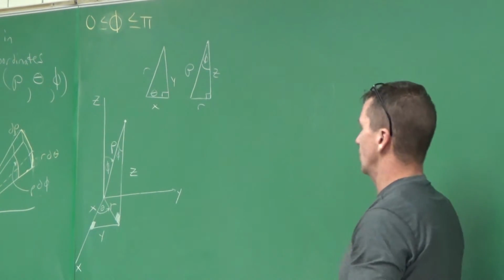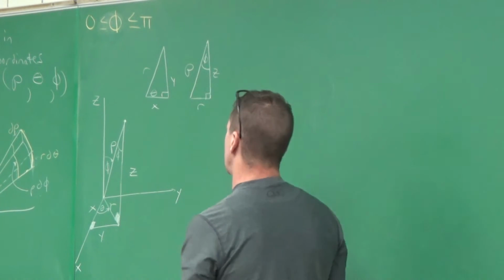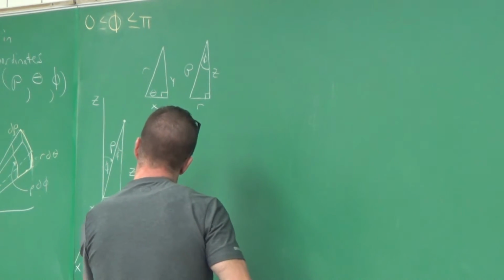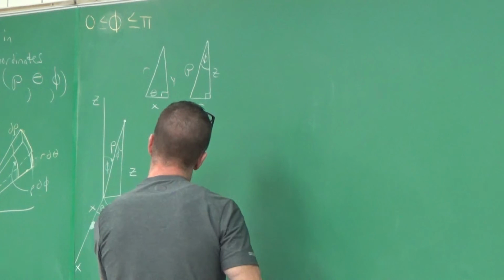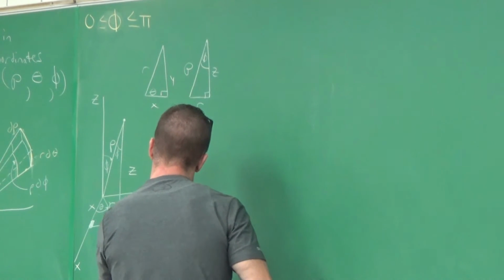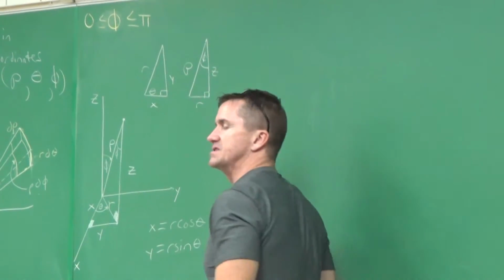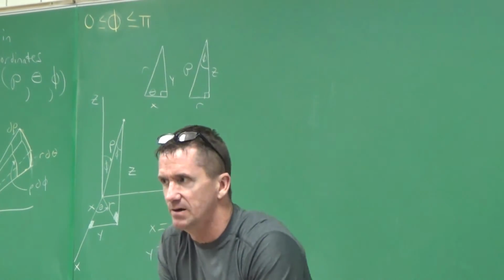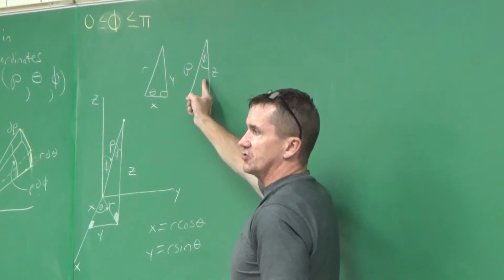Cool? So, what were the equations back in polar coordinates? Well, I had x equal to r cosine theta, and what was y equal to? Sine theta. Well, I'll leave that there. So we're going to need something new for spherical coordinates. It's not going to be hard. It's coming from this triangle here.